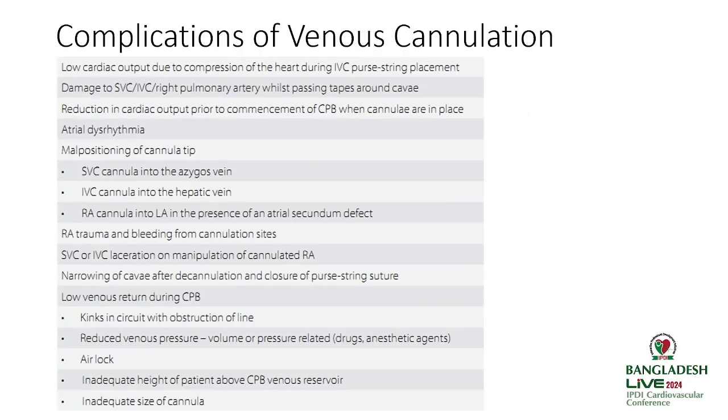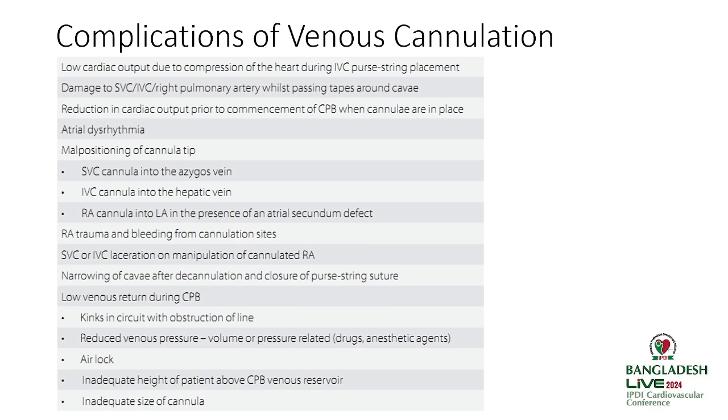Just like complications in aortic cannulation, there are also complications in venous cannulation. If you press too much on the heart while doing this cannulation, you may be indiscriminately pressing on the right atrium too much, and you won't be able to do good cannulation, or the patient goes into hemodynamic instability because of that. And there are also other problems like the cannula going into wrong places like the azygos vein or the hepatic veins, or even the left atrium.